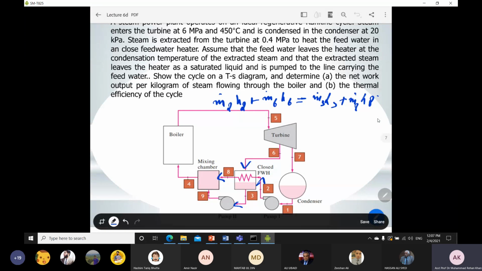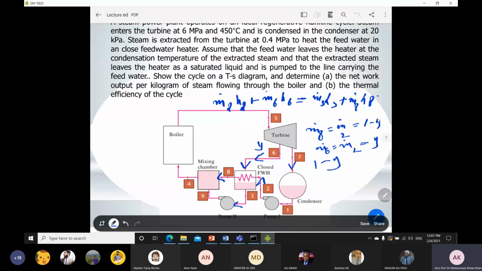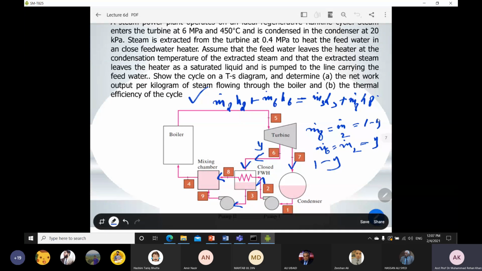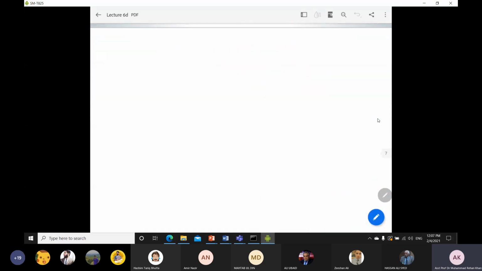So again, you already know that m dot 8 is equal to m dot 2, which is equal to 1 minus y, because we just assume that the y fraction is coming over there and 1 minus y is coming over there, and m dot 6 is equal to m dot 2, which is equal to y. Okay, so you just plug the values into your equation and solve it for y, and you will find the y fraction easily. Okay, so we will just take a look over there.